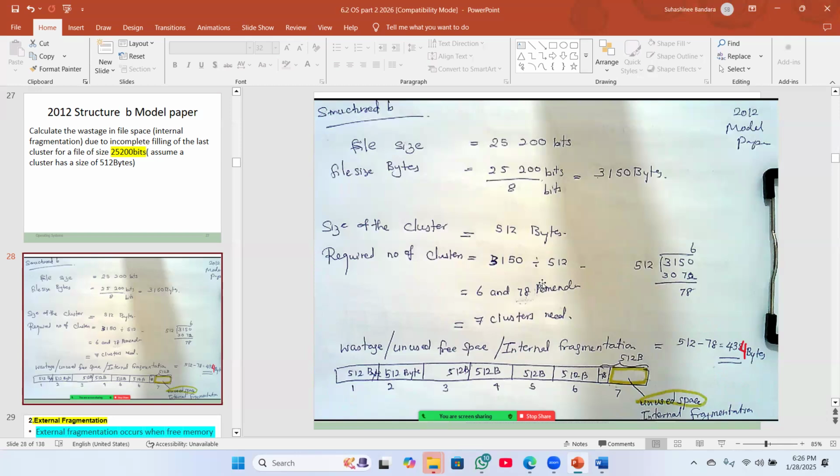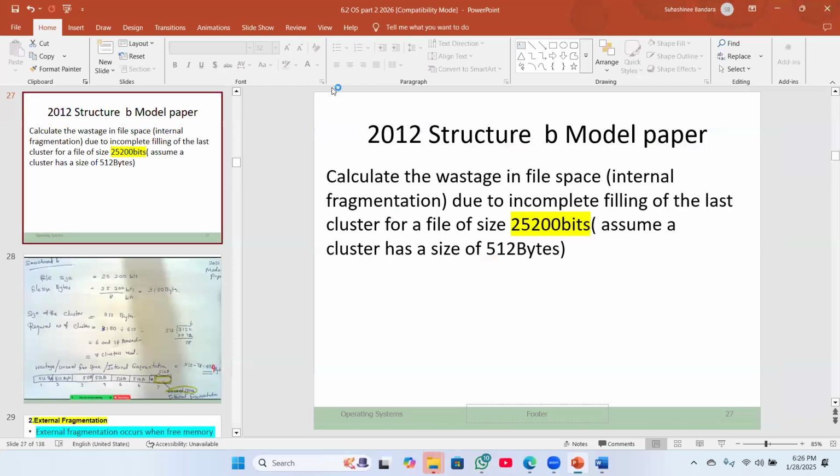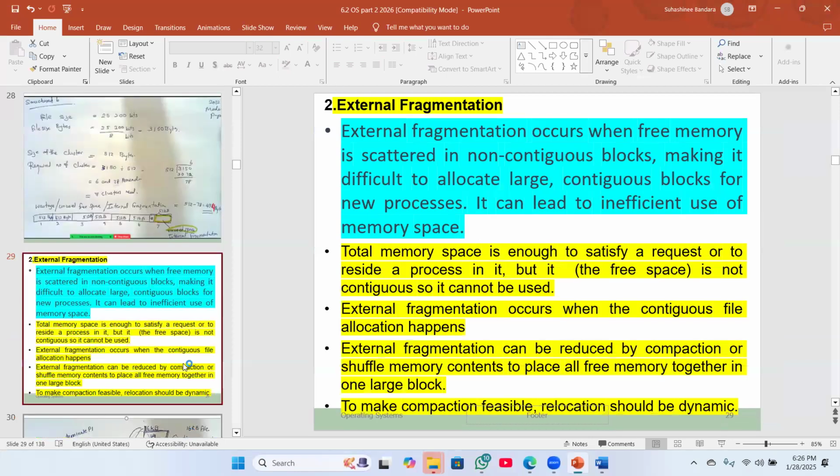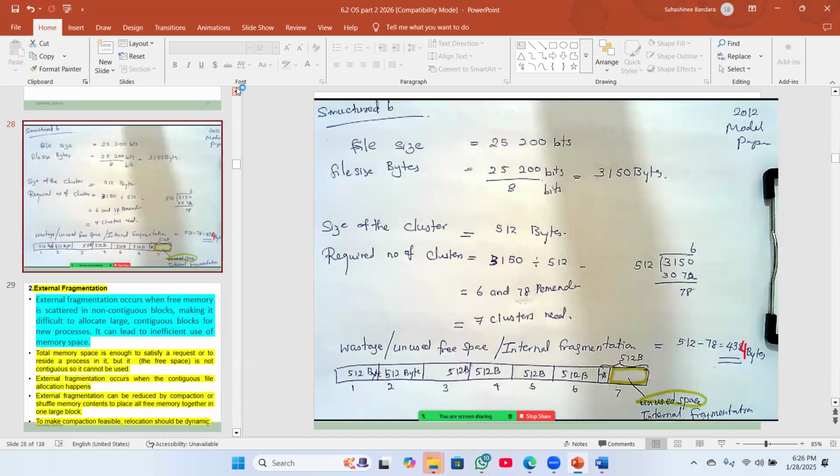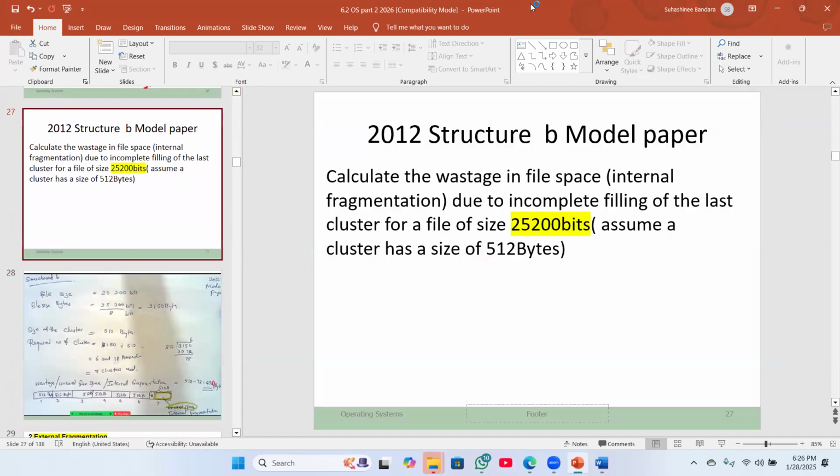Okay. So shall I write the question and you try this one? Then next week we will do the external fragmentation. Next week we'll see whether we can arrange it or not. Just copy the question.